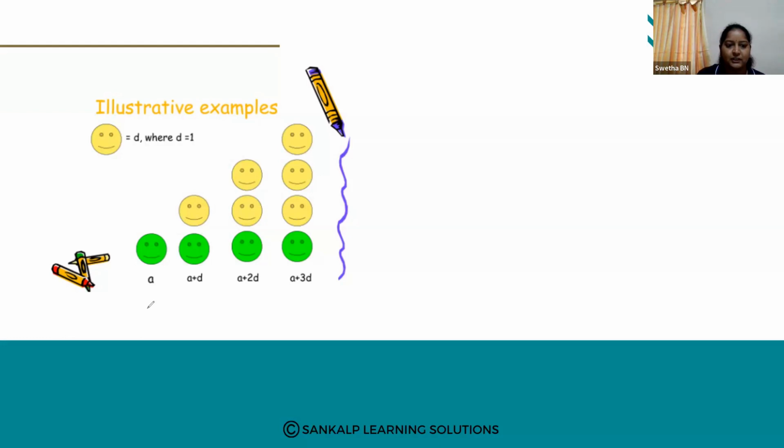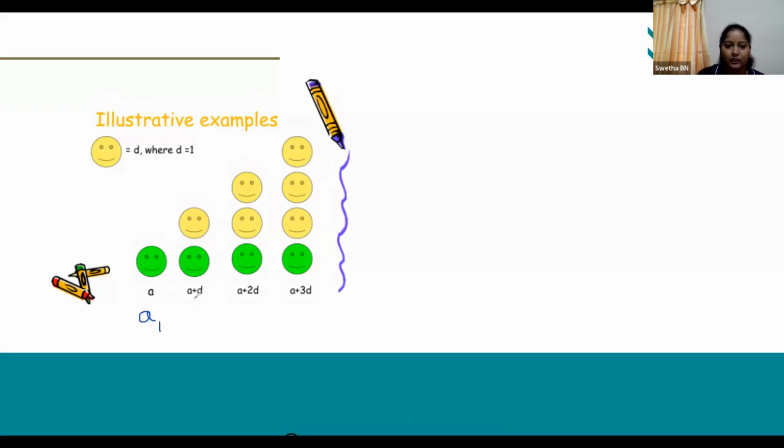See, the first term is A, it is called A1. It is A2. A2 is nothing but A plus D. For 2 smileys, A plus D, we are going to add one more smiley. So it is A plus 2D. It is called A3. And the fourth term is called A4. So A1, A2, A3, A4 are the terms of an arithmetic progression.